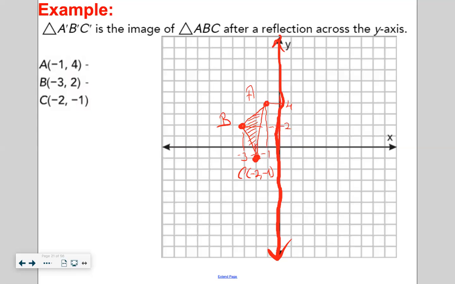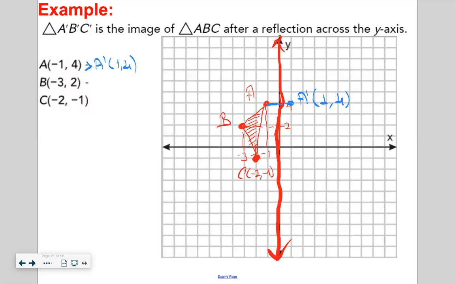I need to reflect this across the y-axis, one by one. Let me get started with A. Original point is 1 unit far away from the line of the reflection. So the image is going to be in the opposite direction, 1 unit far away from the line of reflection as well. So this is going to be A prime. What is the coordinate? 1, 4. A prime is going to be 1, 4.